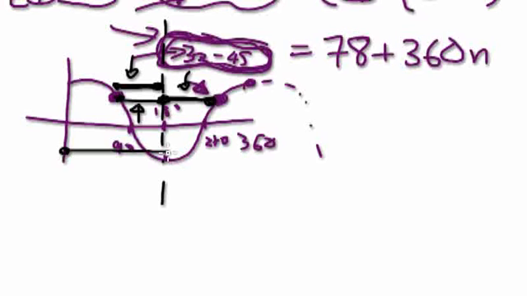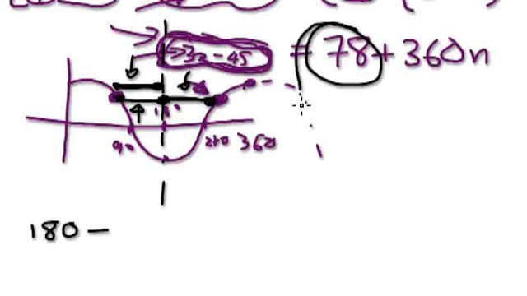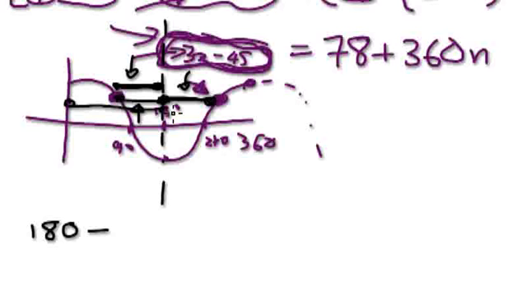So from here to here is 180. So I'm just going to get 180, and then take away... Well, we know that this is 78 here. This 78 here is this length here. Okay, this length here. So I'm going to get 180 here, take away this distance here. Okay, take away 78, and then that will give me this length here.